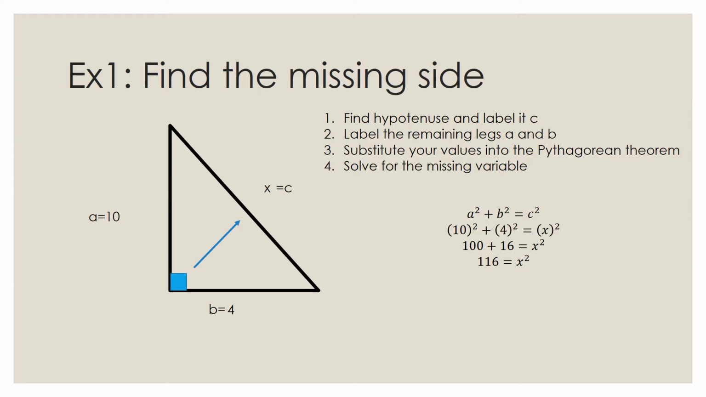Next I'm going to combine my like terms. The 100 and 16 are on the same side of the equal sign, so I can just add those to get 116. Remember, if we're on the opposite side, we need to use the inverse operation. In order to get x by itself, we're going to have to take the square root of both sides. So I take the square root of x squared and the square root of 116, and we're left with the square root of 116 is equal to x, or x is approximately 10.77.